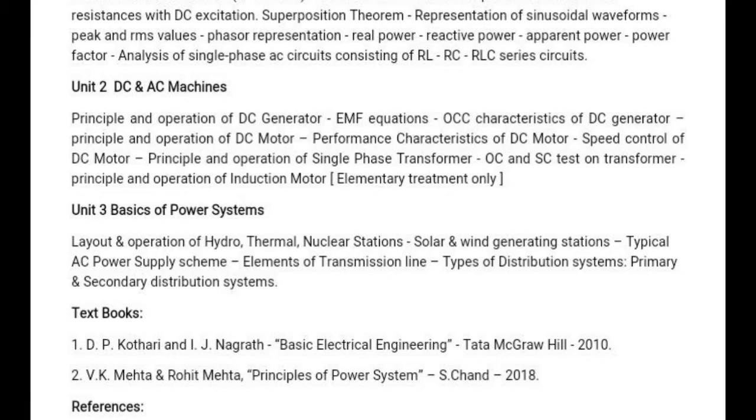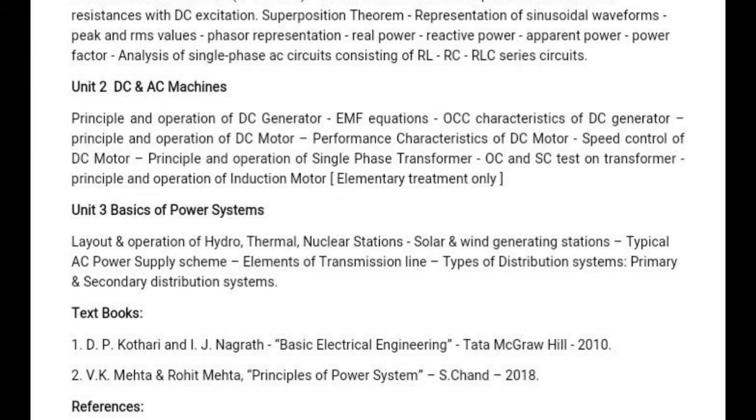The principle of operation of a DC generator. What is the principle of a DC generator? We have to remember, that is a 2 marks question they will mostly ask. The principle of operation of a DC generator is dynamically induced EMF, because due to the rotation only it produces EMF. Remember that a DC generator produces dynamically induced EMF, whereas a transformer produces statically induced EMF.